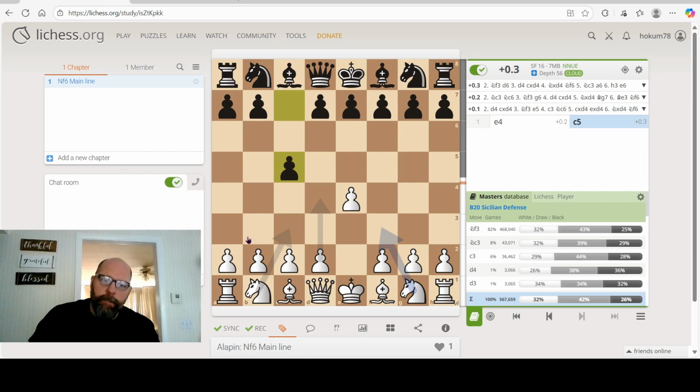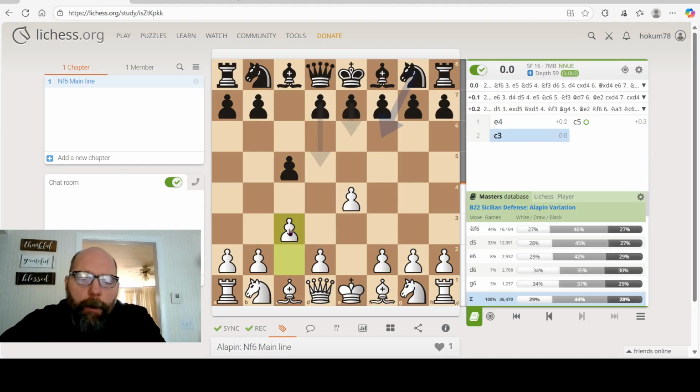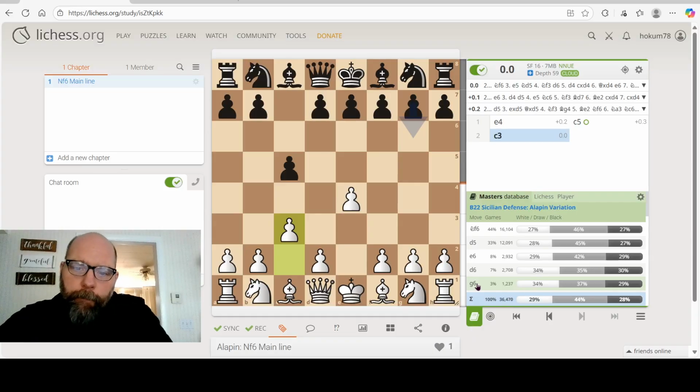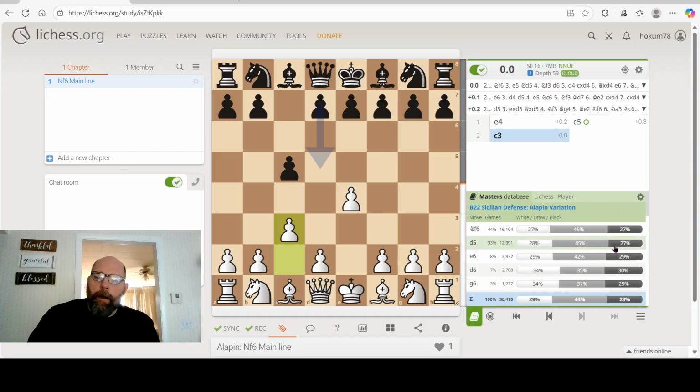So the opening I want to learn is the Alapin. The Alapin starts with E4, C5, and now C3. In this position, you've got Knight F6, D5, E6, D6, and G6 as all viable moves. For right now, I'm going to recommend not creating a line for each one of those yet. Build it organically. So we're going to look at the main line.